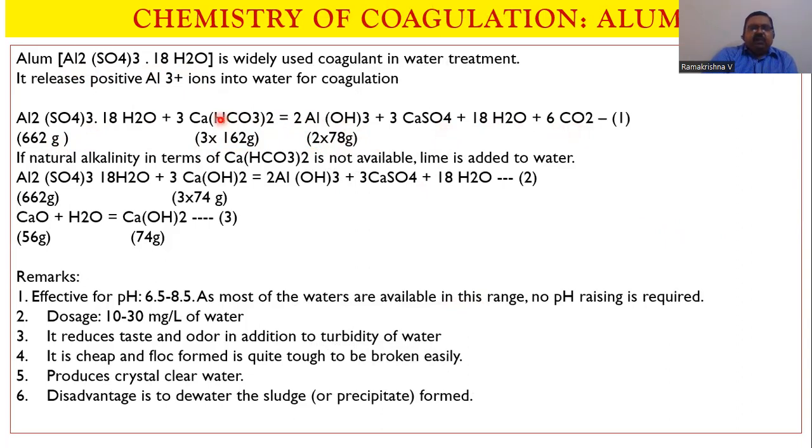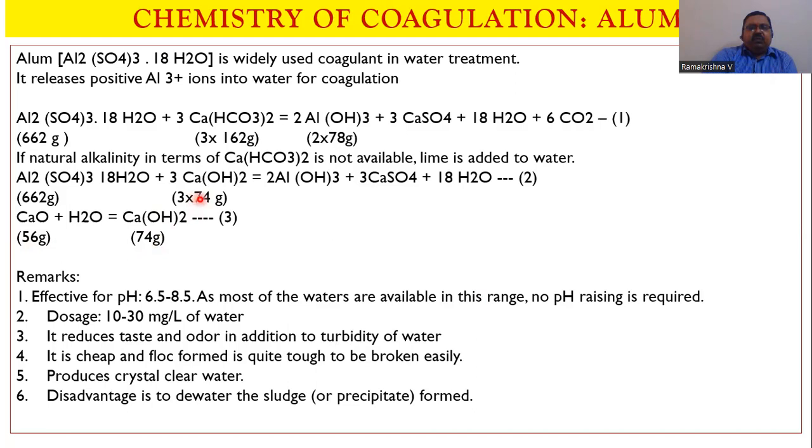If calcium bicarbonate, the natural alkalinity, is not available, then we will add lime. How are we going to add this lime? Lime in terms of calcium hydroxide. So 662 grams of alum and 3 moles of hydrated lime, 3 into 74 grams, will give you aluminum hydroxide. How do you produce this hydrated lime? From the dry lime, you add water and you get hydrated lime. 56 grams of dry lime is equal to 74 grams of calcium hydroxide.